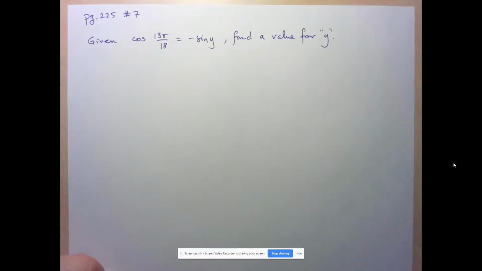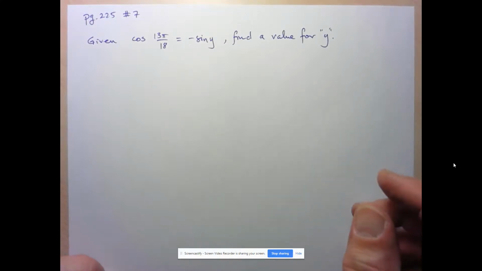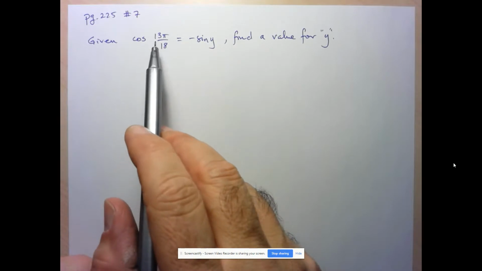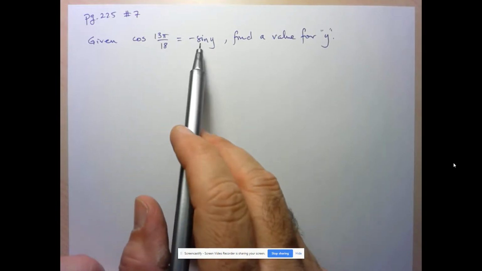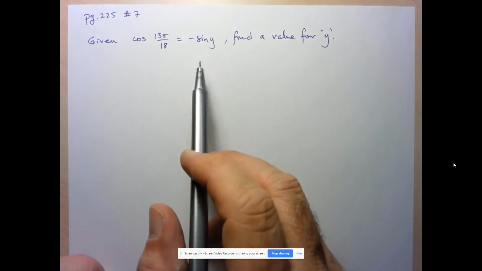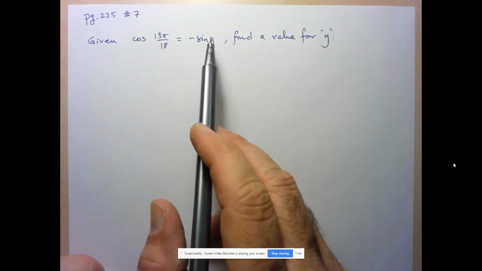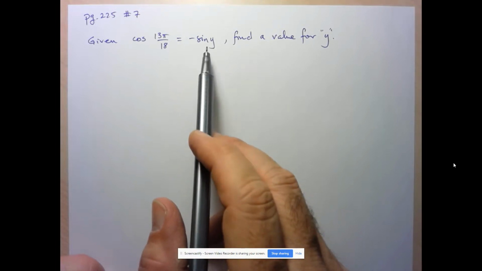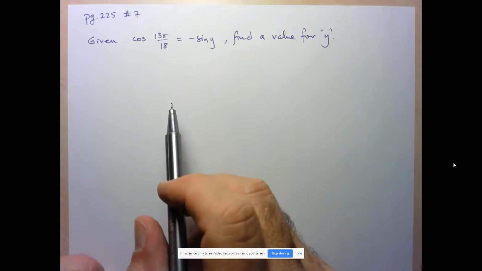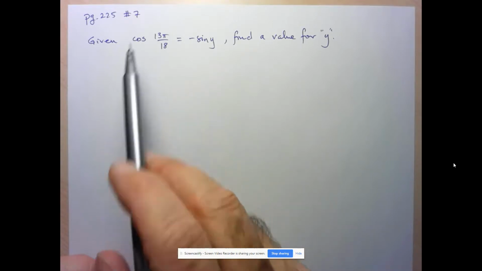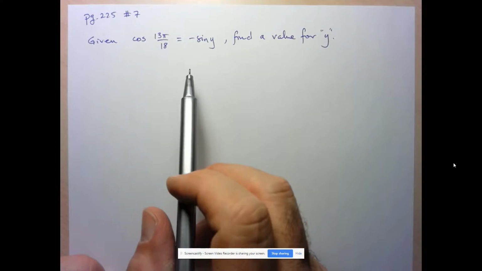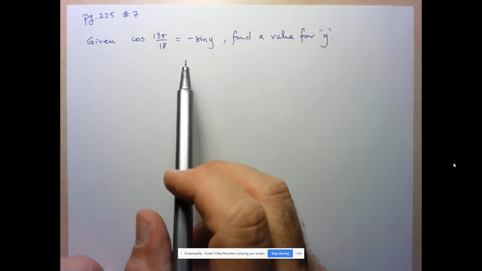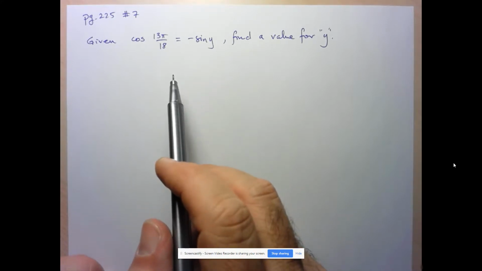Hi folks, we're going to take a look at number 7 from page 225. So here they give us that cos of 13 pi over 18 is equal to negative sine of y, and they want us to find a value for y. I would imagine there's lots of values of y that would work, but we just need to find one of them. So anytime I see a cosine value that's equal to the negative of a sine value, I should be thinking of my correlated angle identities.